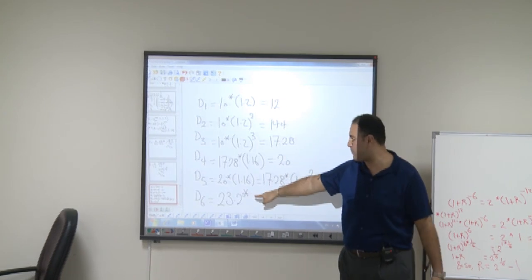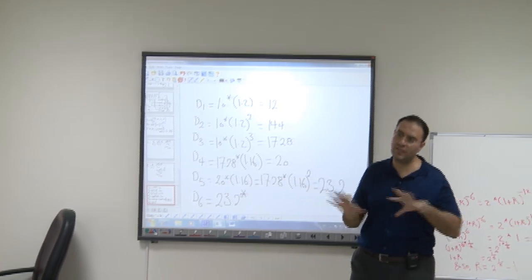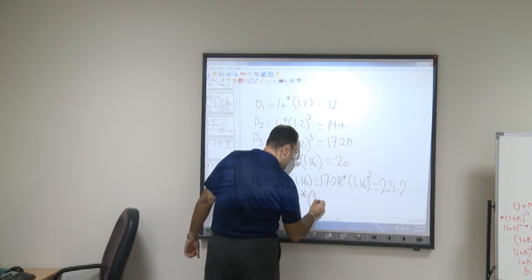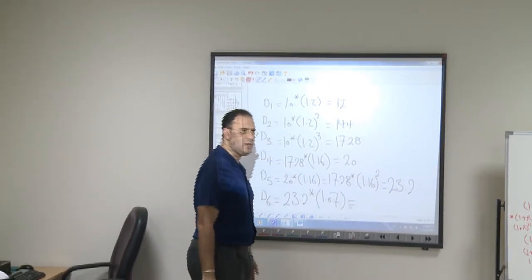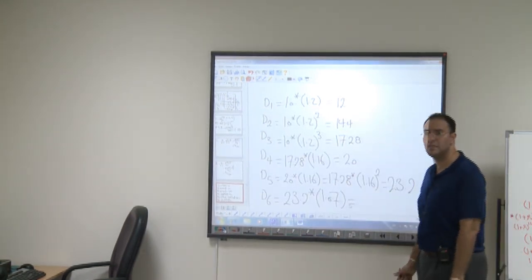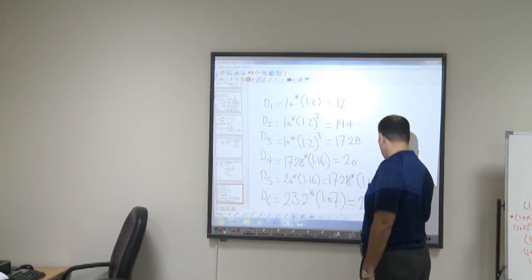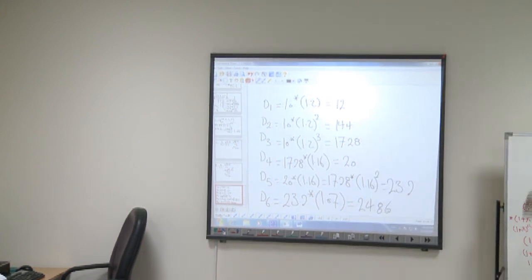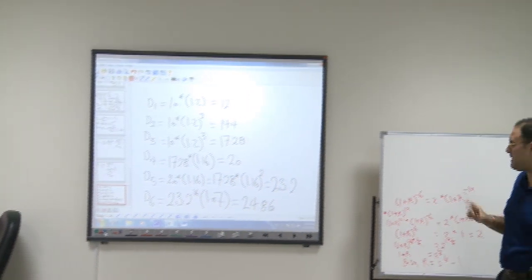So 23.2 times what? Now the growth rate is not 16% anymore. It's not 20%, it's 7%. So it's going to be 23.2 times 1.07. And the answer is going to be how much? 24.86, I presume. 24.86 or 24.87. Okay, no problem. All right, so let's go ahead and now answer the problem.